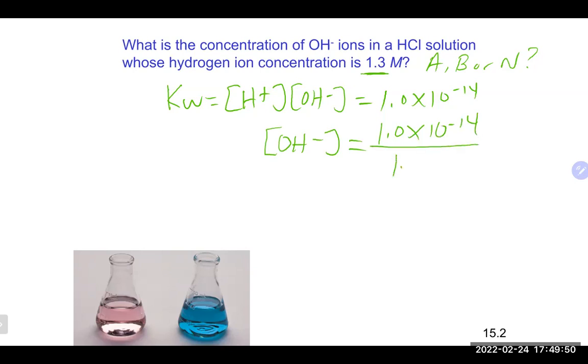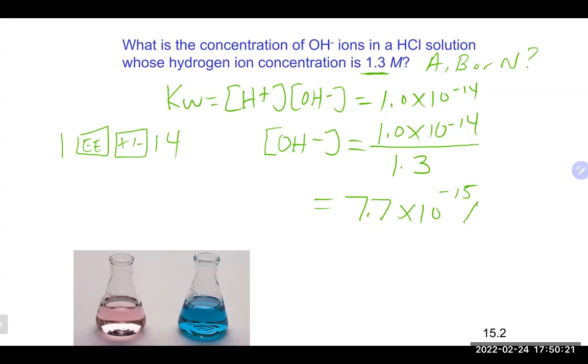We will divide it by the H plus concentration of 1.3, and punching it in again, making sure to use your exponent button: 1, exponent button, negative button, and 14 would be the proper way to punch that in your calculator, by the way. That gets you a concentration of 7.7 times 10 to the, getting old, but I think that says minus 15. And because it is a concentration, we should have a molarity there, right?